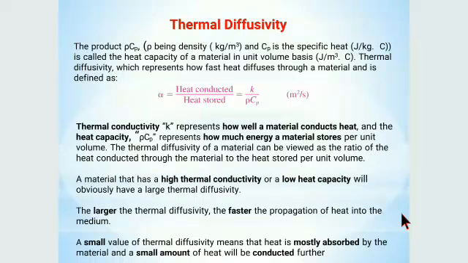A material that has a high thermal conductivity or a low heat capacity will obviously have a large thermal diffusivity. The larger the thermal diffusivity, the faster the propagation of heat into the medium. A small value of thermal diffusivity means that heat is mostly absorbed by the material and a small amount of heat will be conducted further.